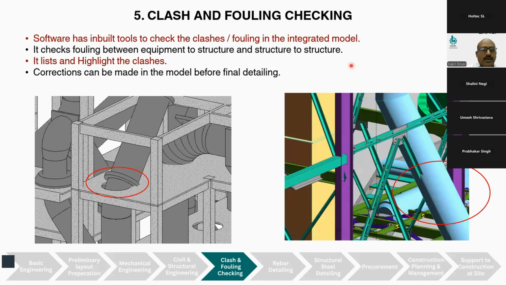Every software which deals with BIM has an integrated facility to check clashes and fouling. It checks the fouling between the equipment and the structure, and makes a list and highlights where the clashes are. After mutual discussion, corrections are made in the mechanical model or the civil model to avoid that clash. And this really helps at the final stage when you are going to erect the structure or the machines, because if you get fouling then, there is a total wastage of time and money to rectify things, and further there is a mess.